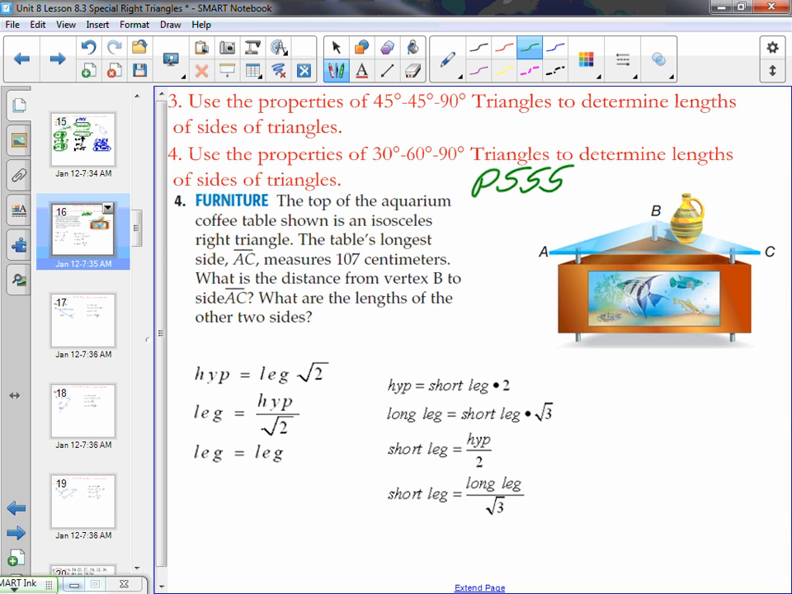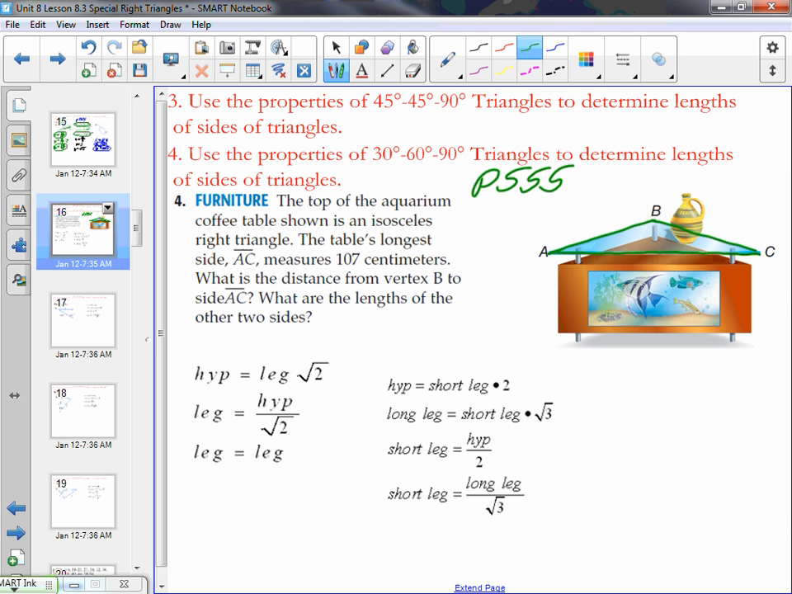Now, on this one it says, the top of the aquarium coffee table shown is an isosceles right triangle. Which are we dealing with? 45, 45, 90 or 30, 60, 90? Yeah, if it's an isosceles right triangle, that's a 45, 45, 90. Okay? So that's a 45, 45, 90.